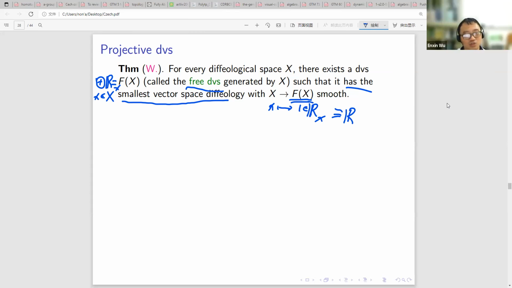You can do it by construction. You can construct what exactly the diffeologies are, and then you can check the addition and the scalar multiplication are smooth. But it's generated by this one.